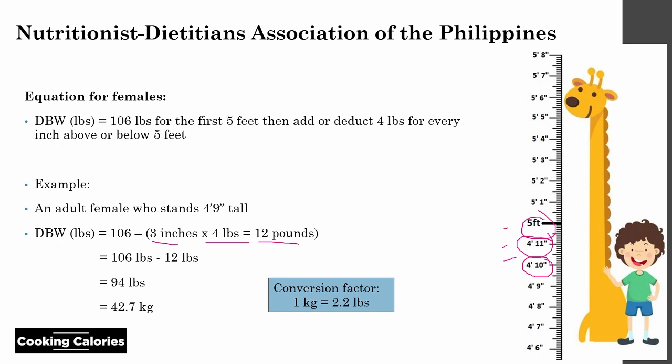So that is how we are going to calculate the ideal body weight using the NDAP method.